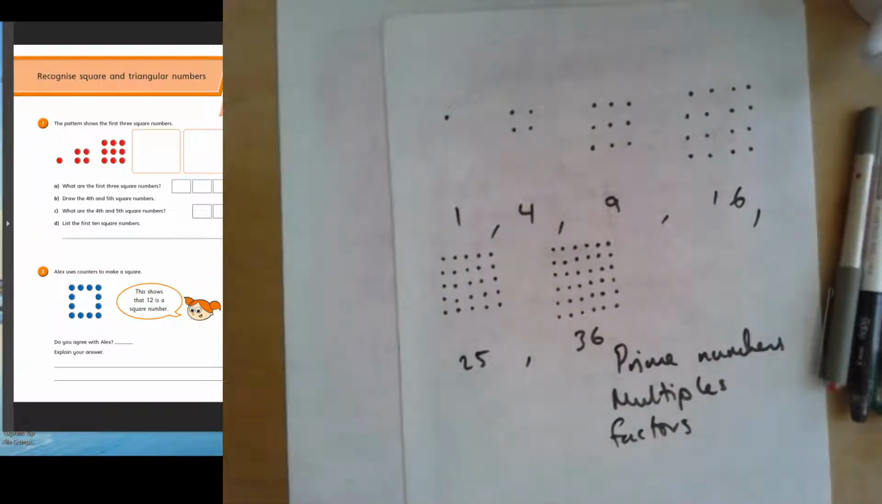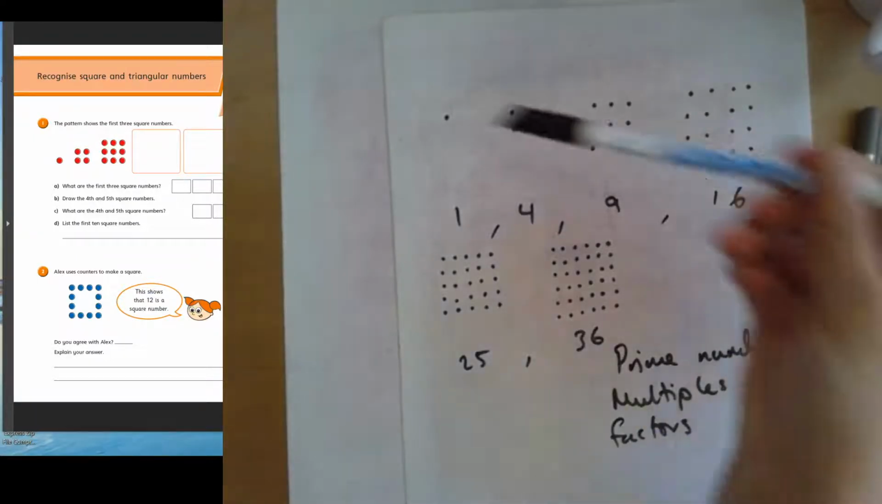I know a few of you are going, well, the next ones are 49, 64, 81, 100, 121, 144, 169, 196, 225. However, if you want to go ahead, which is all good. Okay, so those are your square numbers.